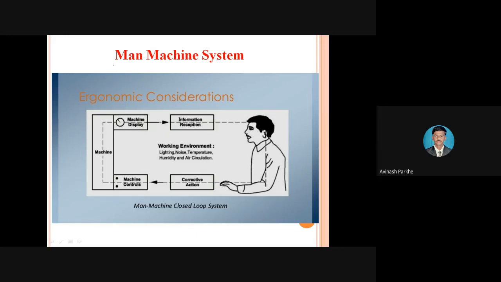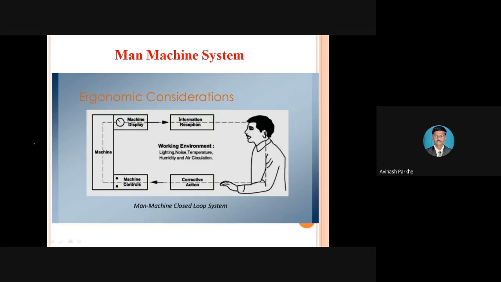So this is a figure we discussed in the last lecture. Once again I will repeat. The system in the figure in front of you is called a man-machine closed loop system. Because whenever we are working on any type of machine or equipment, that machine should fit the worker.